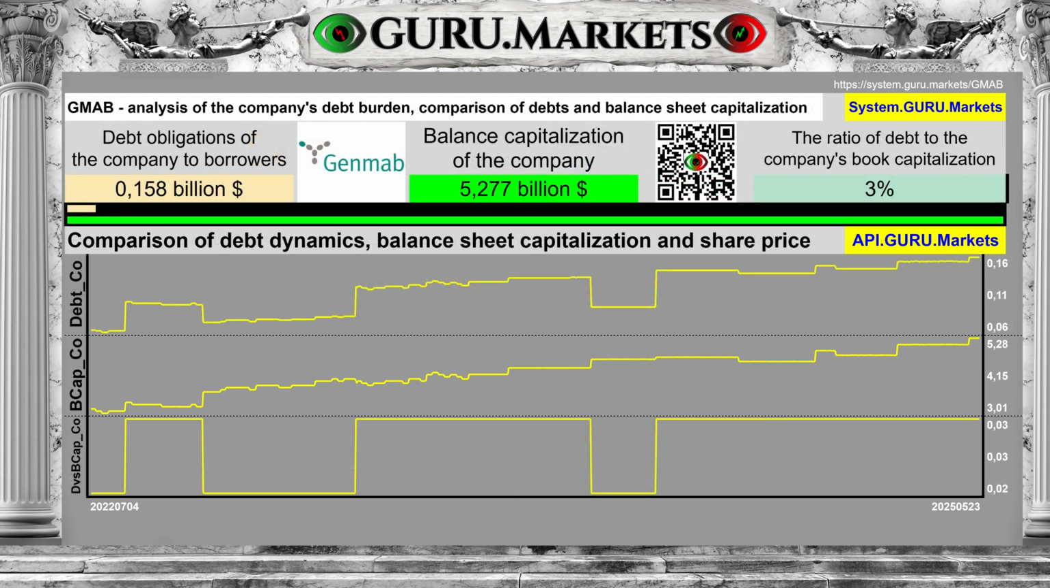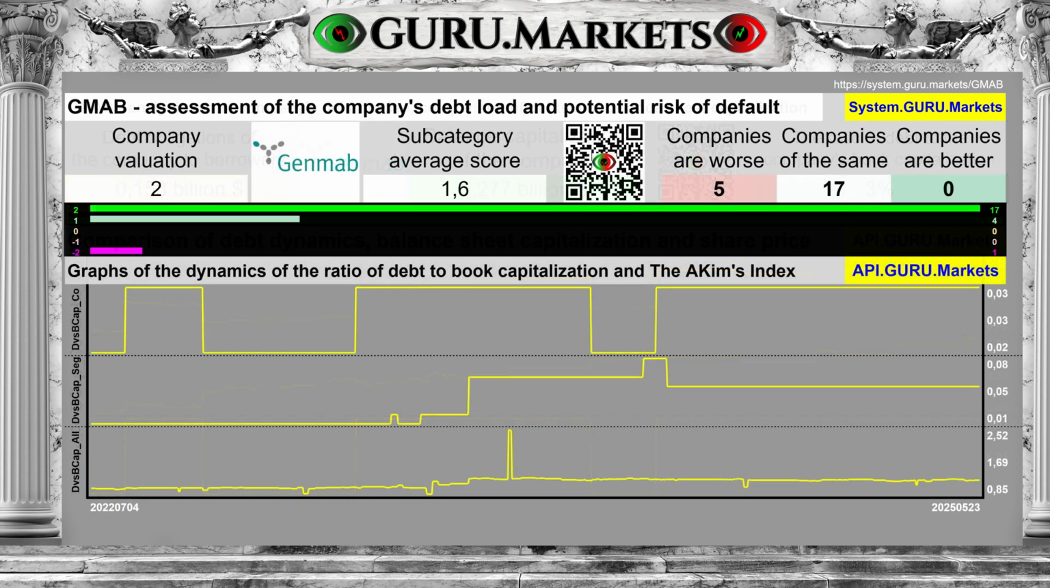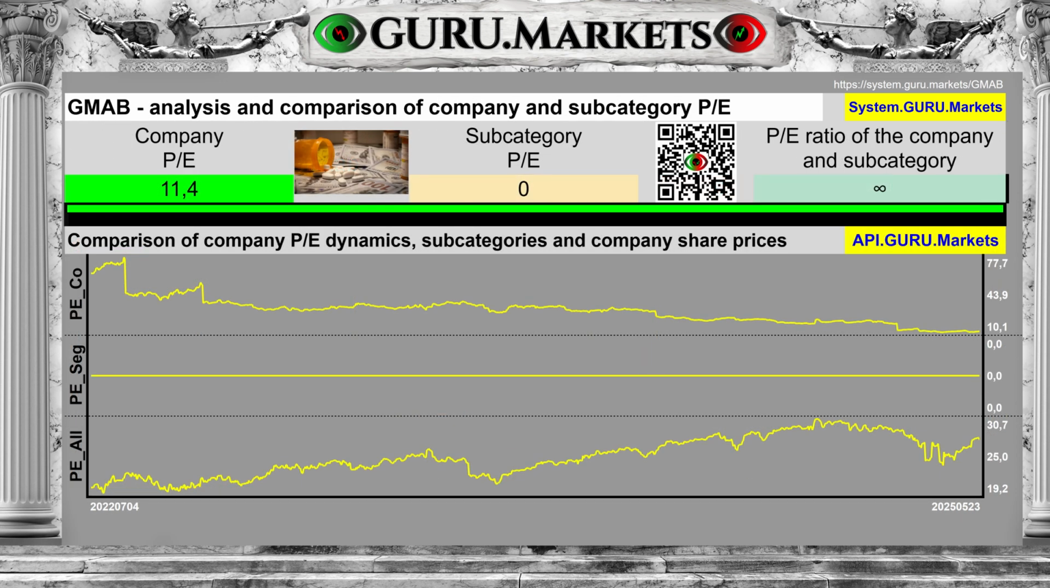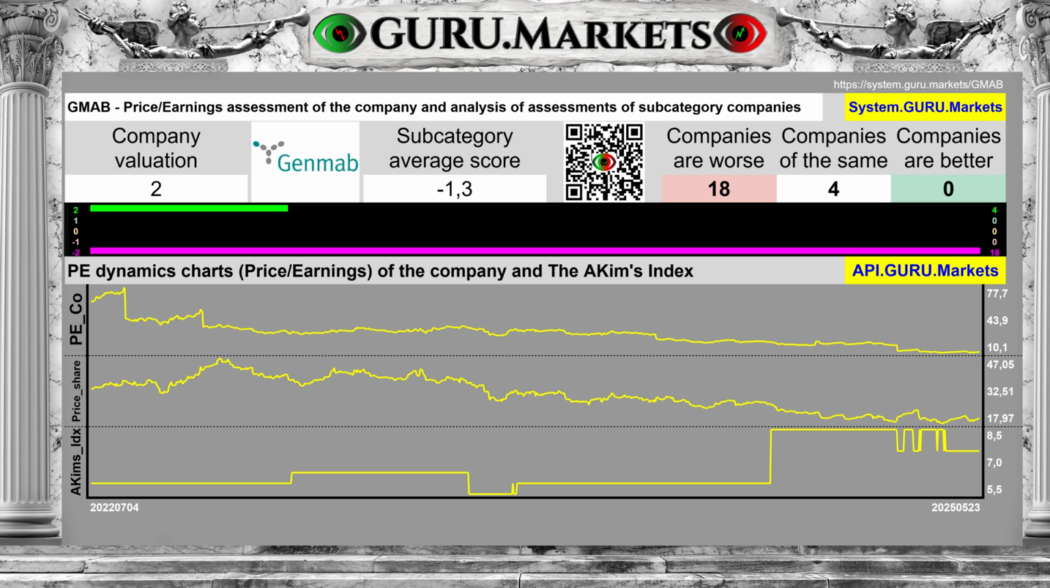The company under study has financial liabilities of $0.158 billion. Debt to book value ratio is 3% of equity. The company's debt level rating: very good, 2 points. The company's stock price to earnings ratio is 11.4. The subcategory average is 0, which is significantly better than the subcategory average. Evaluation of the company's market value to profit ratio in comparison with organizations in the subcategory: very good, 2 points.